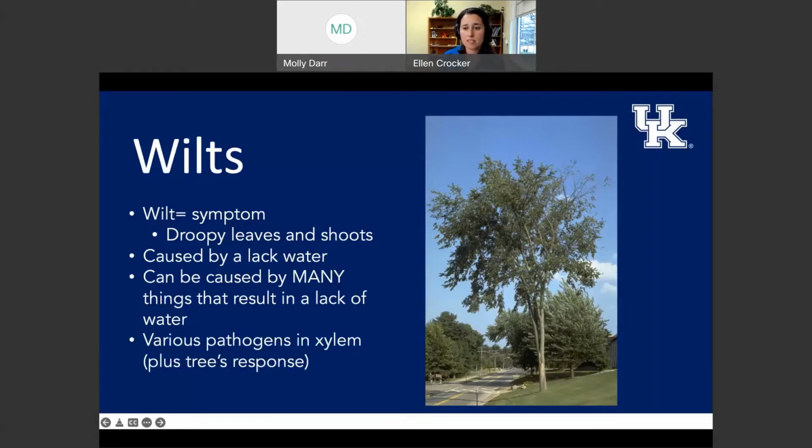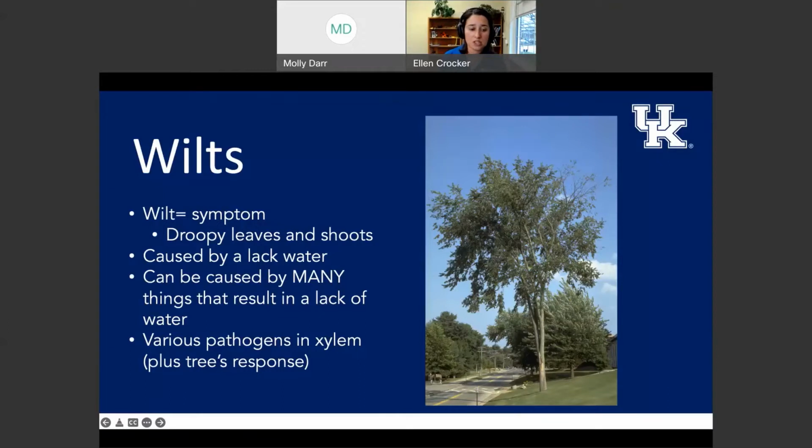And for today, we're going to be talking about many different pathogens in the xylem, in the tree's vascular system, as well as the tree's response. Because sometimes it's not just the pathogen in there that's causing the problems, but the tree's attempts to defend itself that shut down the flow of water. So you could have the fungus in there or things that it's producing. You can have the tree trying to seal off the spread of that fungus, producing tyloses or other things to defend itself that would exacerbate that problem.